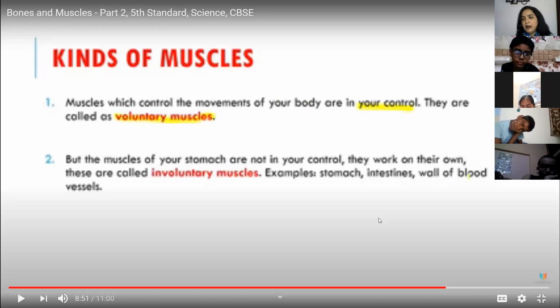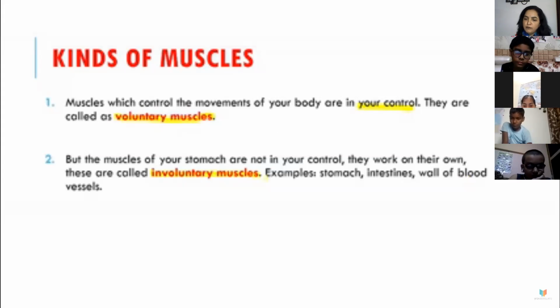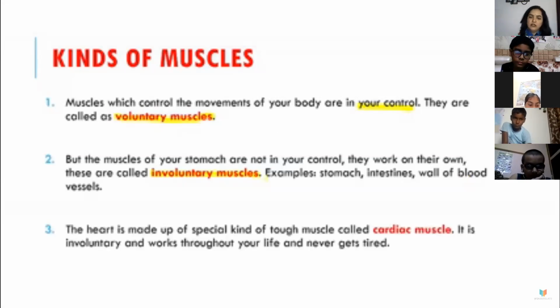Okay, so your blood vessels, your intestine, your stomach, the moment you feel hungry, you start shouting, Mama, I'm hungry, I want some food. So that is what voluntary is, that is under your control. But once you feel hungry, you cannot control your appetite. So the muscles of your stomach are not in your control. They work on their own. And these are what we call the involuntary muscles. For example, stomach, intestine, and the wall of blood vessels.